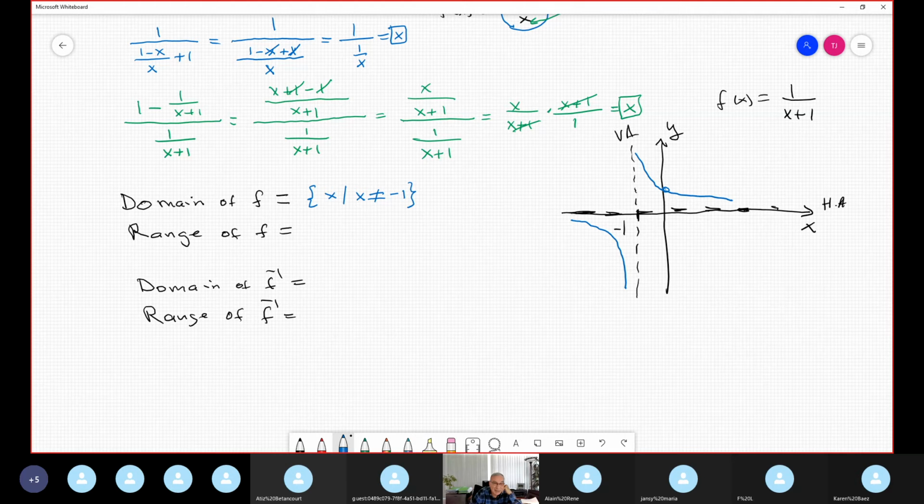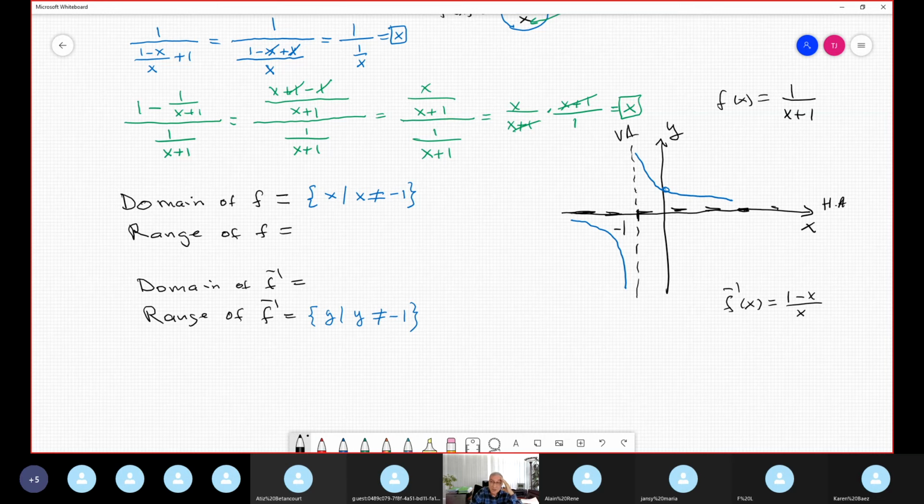And this is exactly the same, copy and paste the range of the inverse. So the range of the inverse is y such that y not equal to -1. Good. Now, in the inverse function, the expression was (1 minus x) divided by x.